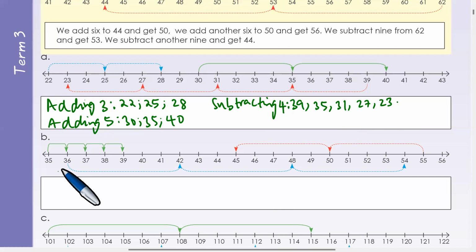So adding, okay, here you can see that you're moving from 35, 36, and so on. So you can see that there is an increase by just 1. This is just 1 step. So what are you adding? You are adding 1. In which case you have 35, then you have 36, then you have 37, you have 38, then you have 39.